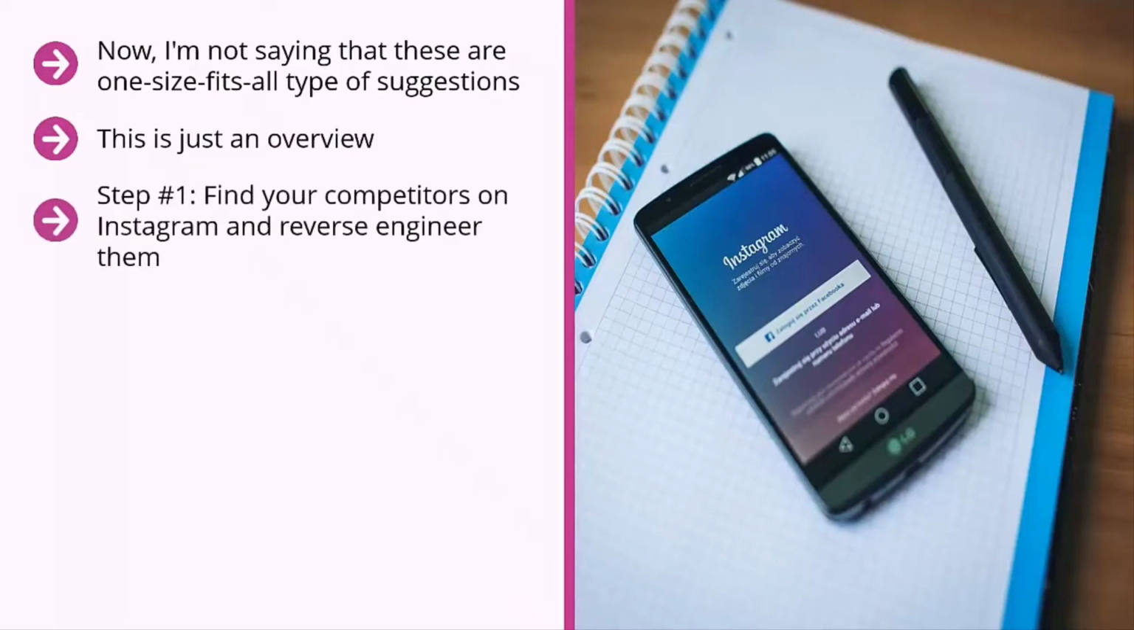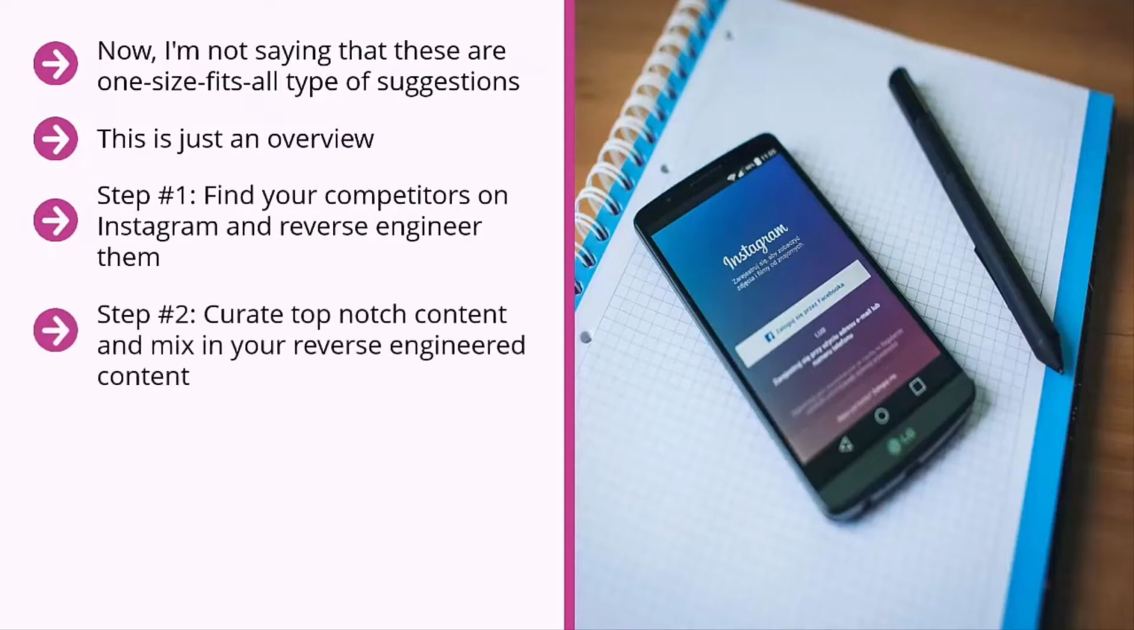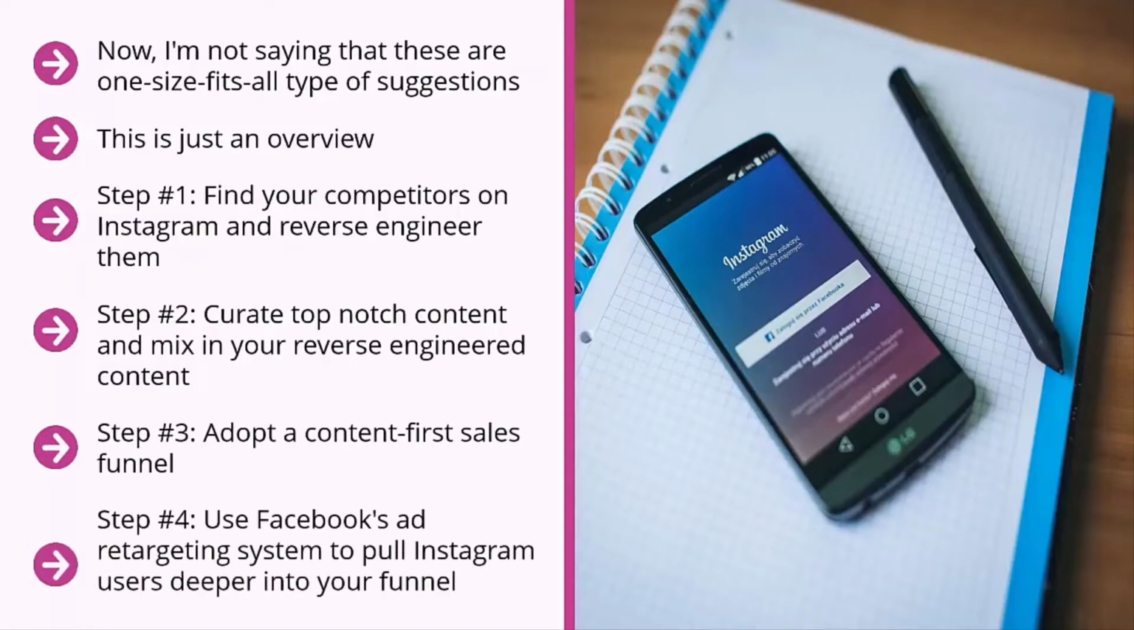Step number 1, find your competitors on Instagram and reverse engineer them. Step number 2, curate top-notch content and mix in your reverse engineered content. Step number 3, adopt a content-first sales funnel. Step number 4, use Facebook's ad retargeting system to pull Instagram users deeper into your funnel.